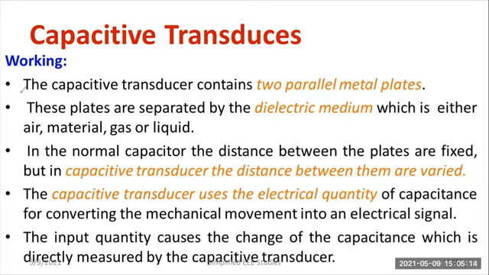Consider two parallel metal plates. The two parallel metal plates are the main component of the capacitive transducer. It is made up of metal. It maintains a certain distance. In between the two parallel plates, a dielectric medium is maintained. It may be a gaseous dielectric material or a liquid dielectric material, whatever it can be. It may be a solid dielectric material also.